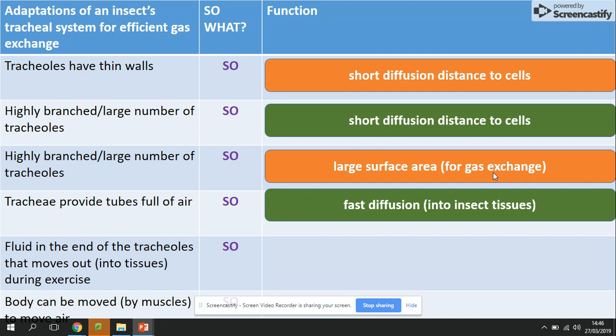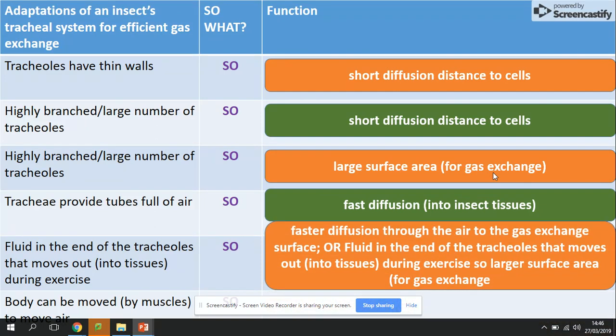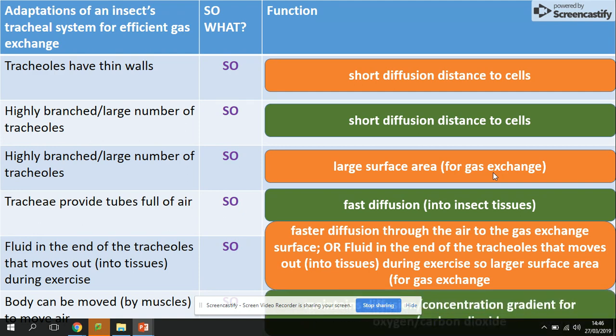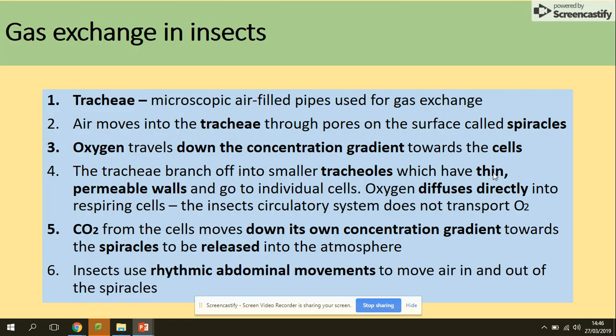Fluid in the ends of the tracheoles moves out into the tissues when the insect is highly active, when they exercise, so there is faster diffusion through the air to the gas exchange surface. And finally, the body can be moved by muscles to move air, so that will maintain the diffusion gradient. Okay, make sure you make a note of that table, it's really important.